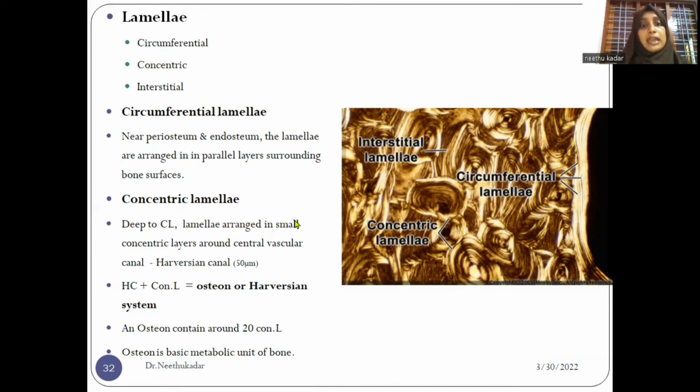Whereas concentric lamellae are the lamellae surrounding the central vascular canal, the Haversian canal. They are concentric layers, or they are formed in circles. So the Haversian canal and concentric lamellae together form the osteon. An osteon contains around 20 concentric lamellae. Osteon is the basic metabolic unit of the bone.